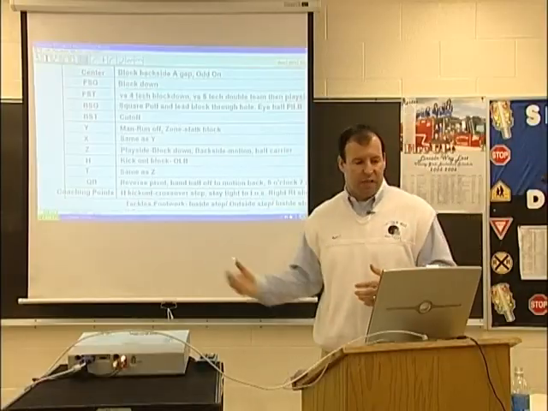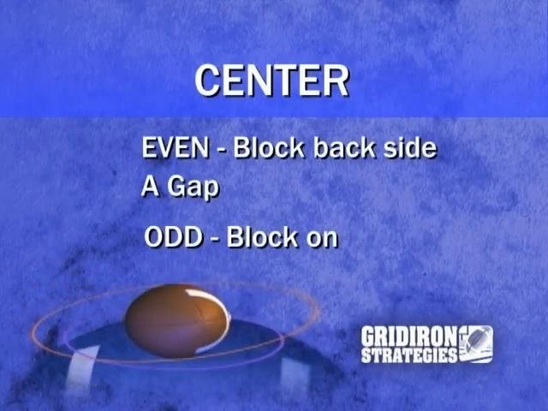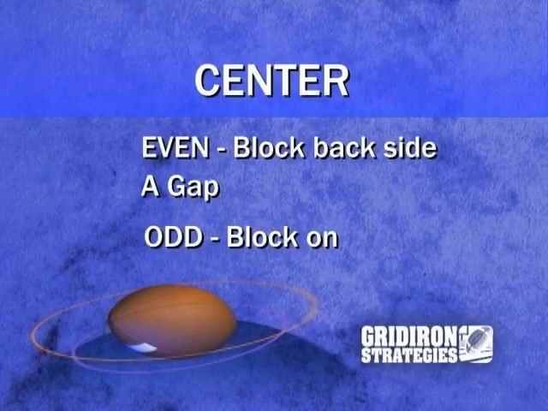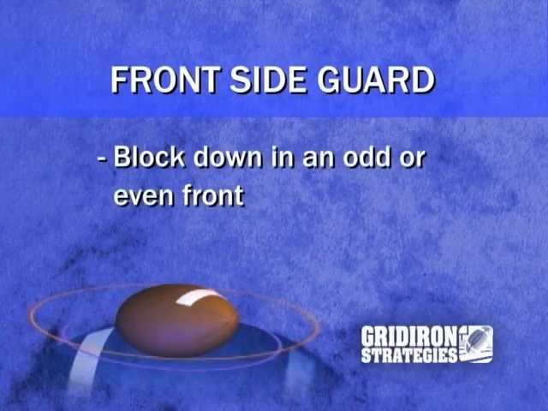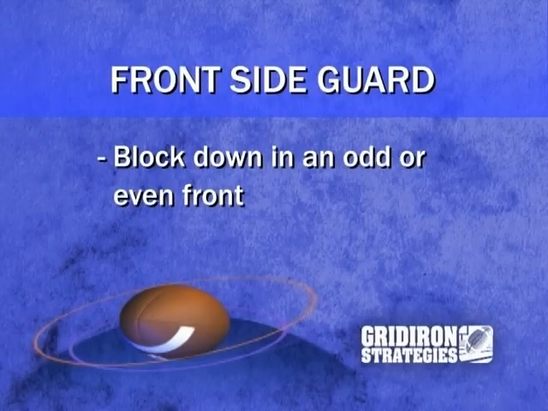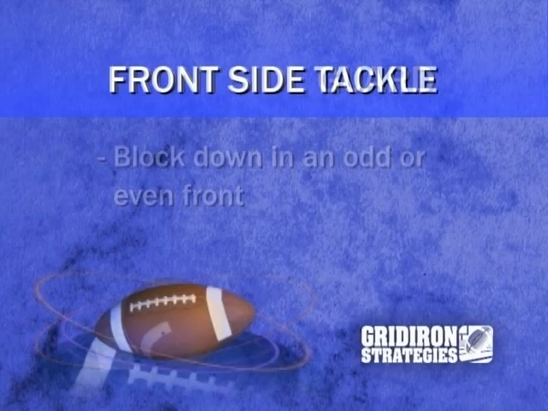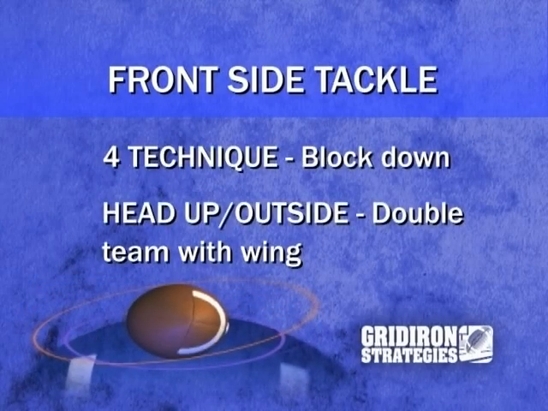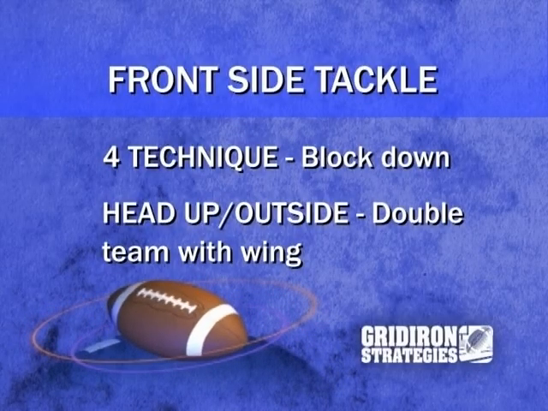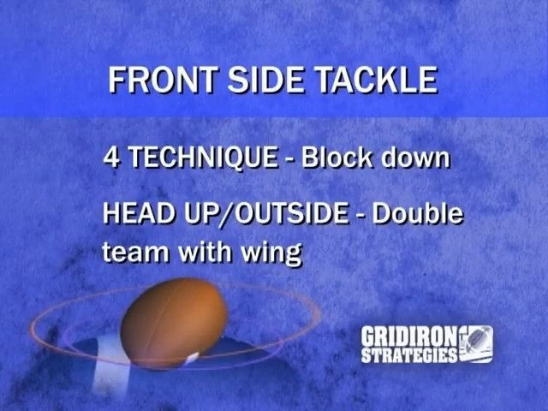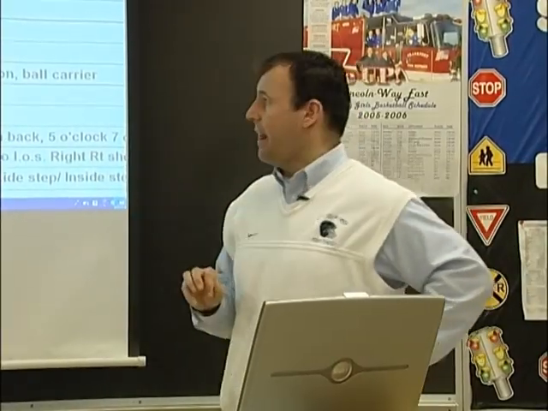Our coaching points on this we're going to cover here, and we'll cover some of the aiming points by the positions. Our verbiage here, our center, again, like the trap, is blocking the backside A gap. If it's an odd front, he is going to block on. Our front side guard is blocking down, okay? Whether it's an odd or even front, he is going to block down and wall down that front side. Our front side tackle is going to block down if he has a forward technique. If he has a guy head up with him or outside shade of him, he's going to double team block with our wing. And we'll talk a little bit about the double team block. But we want movement on that particular man off and out of that area.